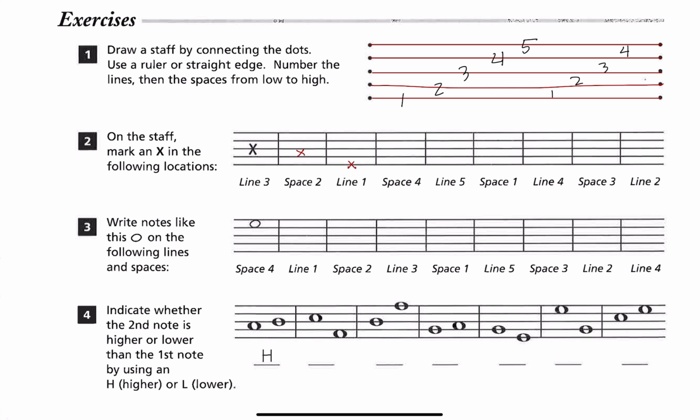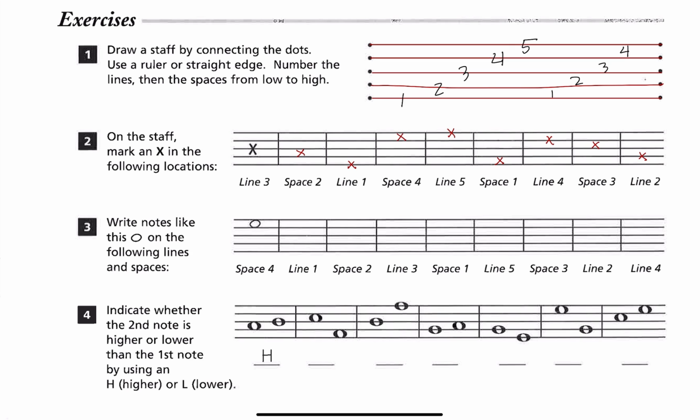Line 1, draw an X. Space 4, draw an X. Line 5, draw an X. Space 1, line 4, space 3, line 2. Again, you can see that on my lines, the line is going through the X, and in the spaces, the X is fitting in between those spaces.